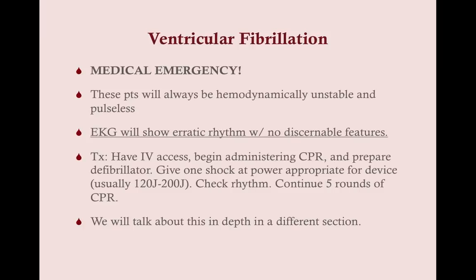You'll give one shock at an appropriate power for the device, which is usually on a biphasic device, usually between 120 and 200 joules. At that point, then you'll check your rhythm and you'll continue 5 rounds of CPR. At that point, then you can start using medical management, and then you're going to basically alternate medical management and defibrillation and CPR, and we'll talk about that in how we manage code blue patients in a different section, but that's just the basics here.